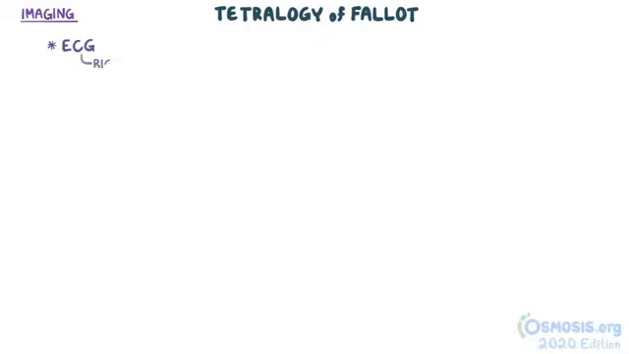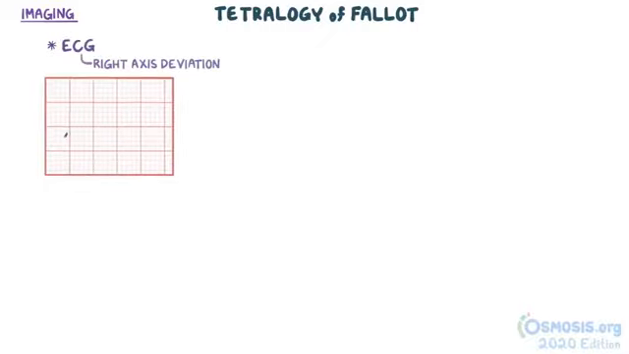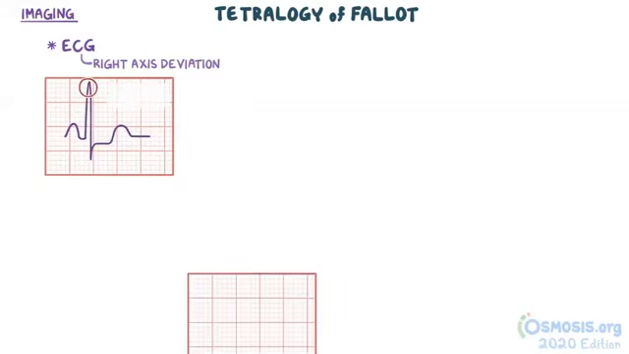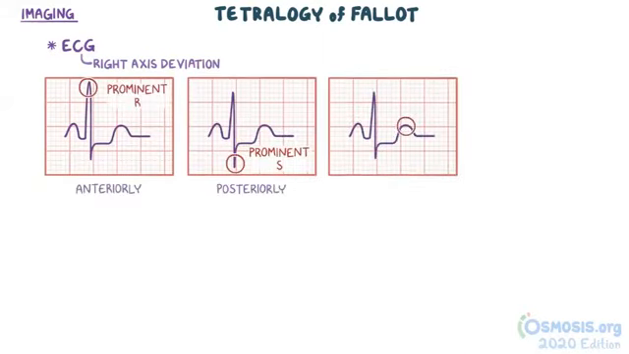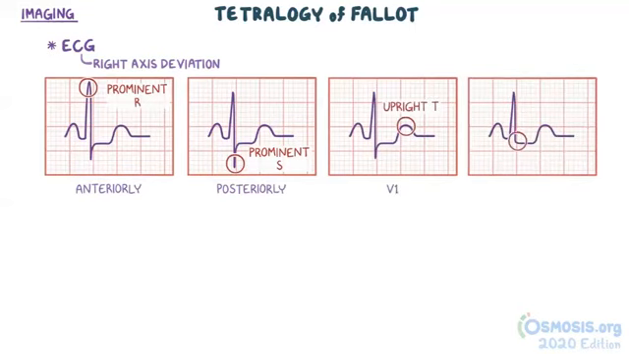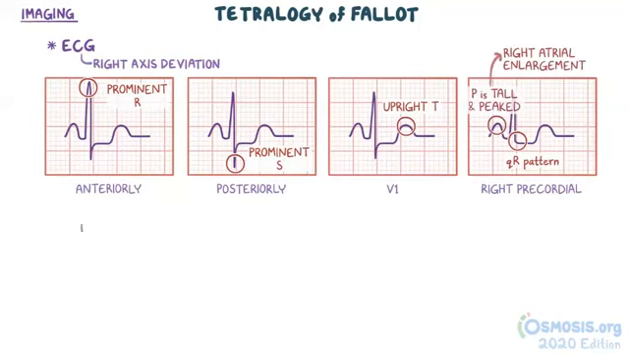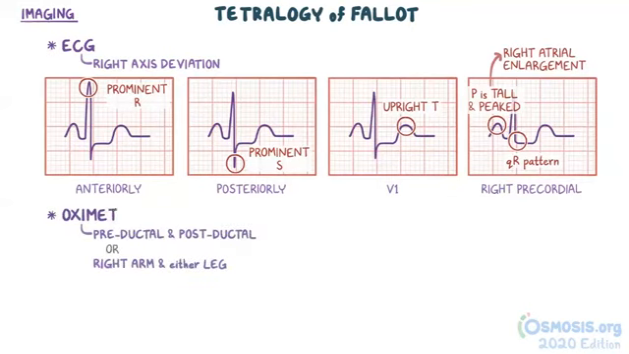Electrocardiography might demonstrate right axis deviation and evidence of right ventricular hypertrophy with prominent R waves anteriorly and S waves posteriorly, upright T wave in V1, and a QR pattern in the right precordial leads. The P wave is usually tall and peaked, suggesting right atrial enlargement. And finally, preductal and postductal, or right arm and either leg pulse oximetry, should be ordered if there's any suspicion of a congenital cardiac malformation.